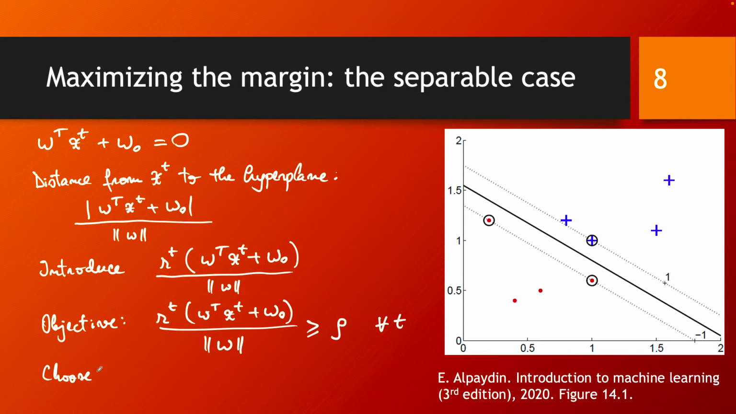A very convenient way to do that is, if we are to report just one solution, we are going to report the solution W such that rho times the norm of W is equal to 1. So out of the many different options we have for W, we are going to choose the one that has norm 1 over rho, just to simplify the equation and to get a unique solution. Once we fix this, the problem of maximizing rho is the same as the problem of minimizing the norm of W.